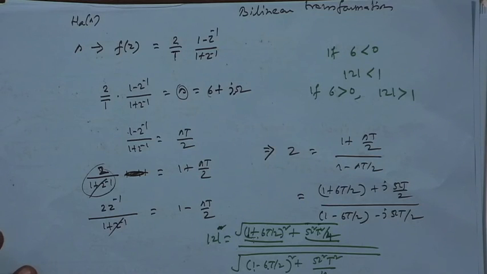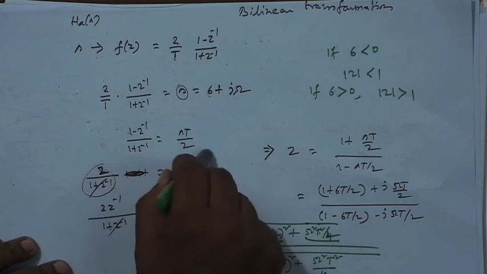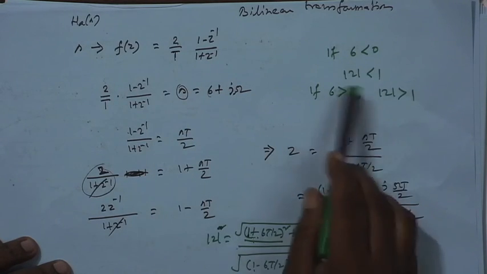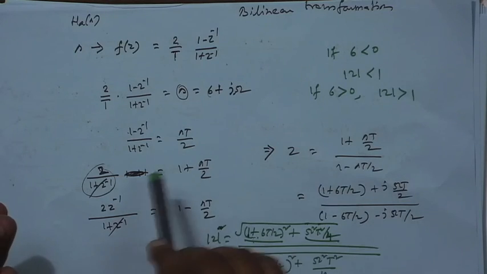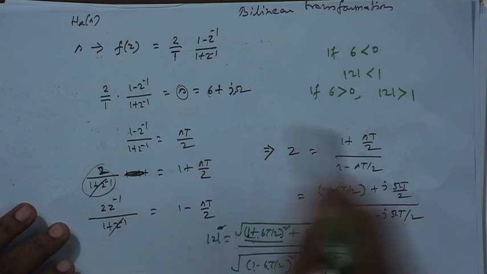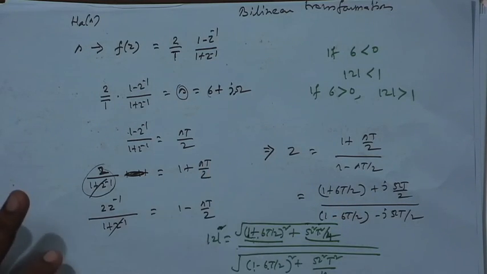So this satisfies condition number 2: any s on the left half plane, for which sigma is less than 0, the corresponding z has mod z less than 1, that is, it lies within the unit circle. If s is on the right half plane, the corresponding z is outside the unit circle. So the entire s plane to the left of the j omega axis is mapped within the unit circle in the z plane, and the entire area to the right of the j omega axis maps to the outside of the unit circle.